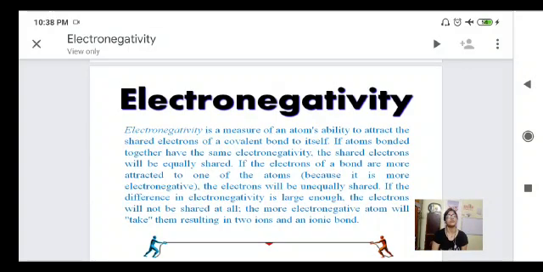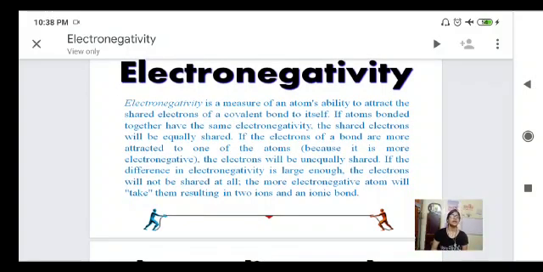Electronegativity is the measure of an atom's ability to attract the shared pair of electrons of a covalent bond to itself. And if the atoms bonded together, as I said in the earlier slide, are of similar nature, for example nitrogen, nitrogen, oxygen, oxygen, then what will happen? They will both have the same electronegativity and the bonded pair of electrons will be shared equally by both of the similar atoms, leading to a non-polar covalent bond.